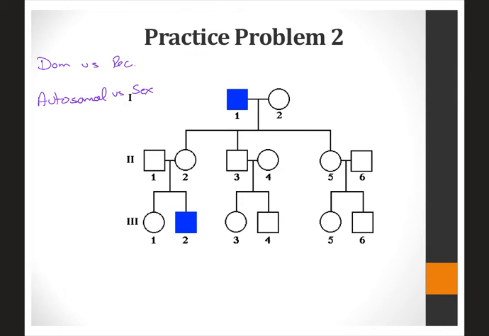Greetings. For problem number 2, give yourself steps. Take a look: is it going to be dominant versus recessive? Ask yourself, is there a generational skip? When I look through, it looks like I have an affected individual in generation 1, but then it skips generation 2, and then it comes back in generation 3. So there's a skip, which is typically indicative of a recessive disorder.